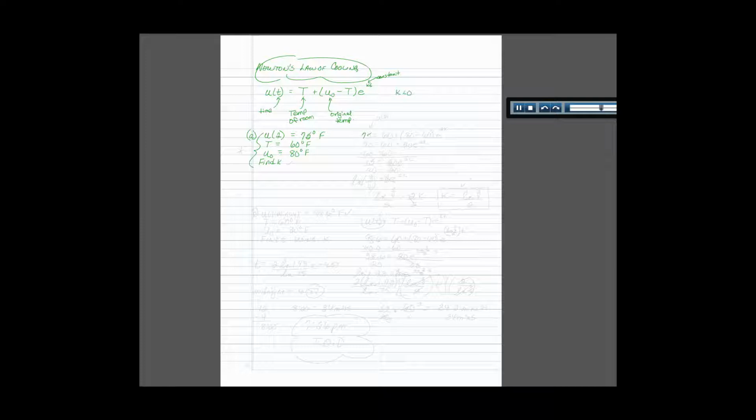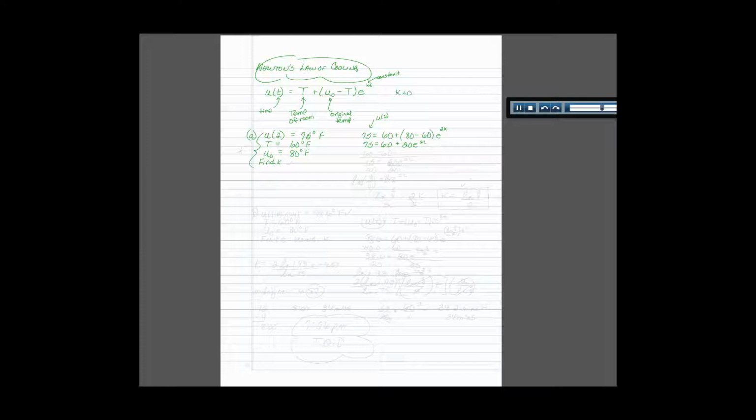So we're going to go 75 equals the big T, which is 60, plus, parentheses, the initial temperature when we first measured it, which was 80, minus the temperature of the room, which is 60, e to the K. We don't know K, but we do know t, it's 2, so I'm going to put 2K. So this right here is my U of 2, okay? And there's my 2.